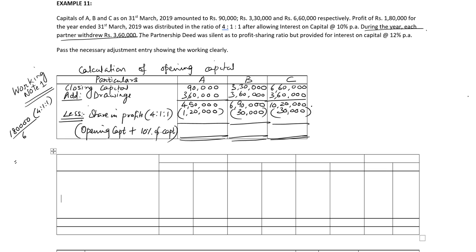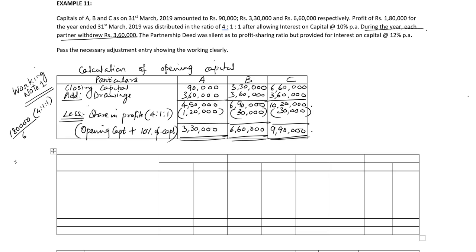So the answer for each of these partners, which we are going to get right now, is not the opening capital alone, but the opening capital plus 10% of the opening capital. So for A, that amount is 3,30,000. For B, that amount is 6,60,000 rupees. And for C, that amount is 9,90,000 rupees.